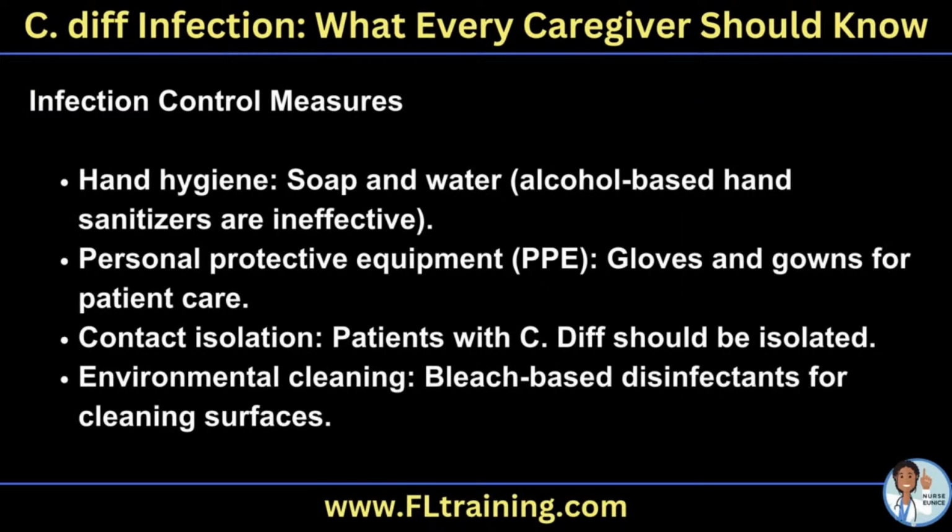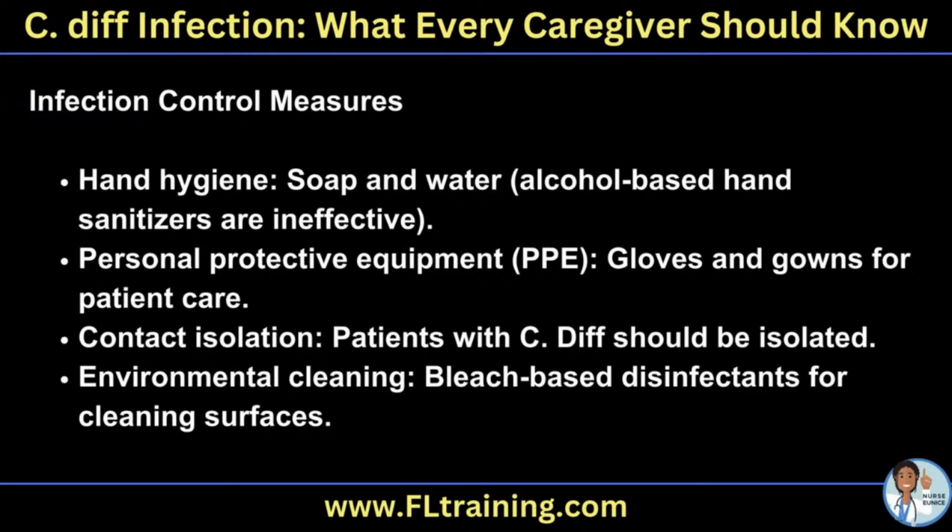Infection control measures: hand hygiene. That is the first and most significant way to reduce the spread of C. diff. The C. diff spore is encapsulated, so hand sanitizer cannot penetrate the spore. Hand sanitizer is not usually used on patients or in the care of patients who have C. diff infections. We must wash our hands with soap and water. Again, alcohol-based hand sanitizers are ineffective.